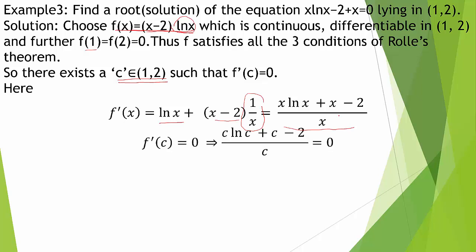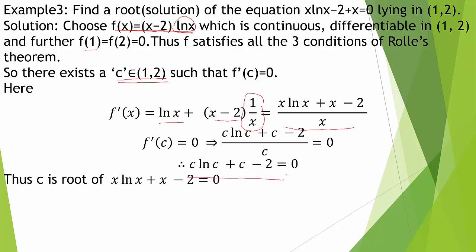We know that by Rolle's theorem, f dash c equal to 0. Therefore, we get (c ln c plus c minus 2) divided by c equal to 0. If I transfer this c to the right hand side, I will get c ln c plus c minus 2 equal to 0. That means c is a root of the equation x ln x plus x minus 2 equal to 0.